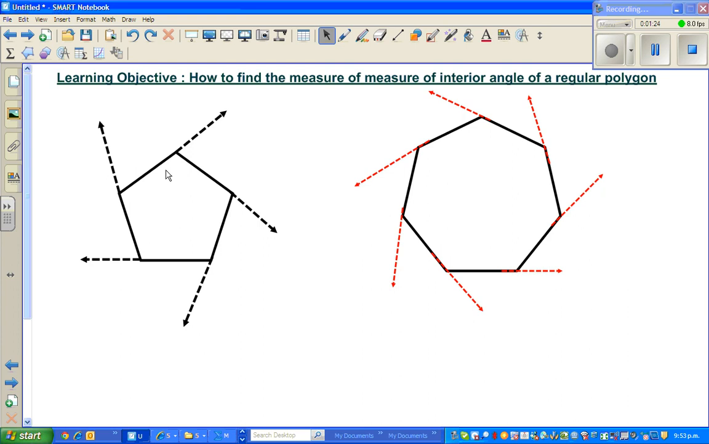So I've drawn a regular pentagon. We can see there are five exterior angles. What do we know? We know that the exterior angles add up to 360. Say if this is x, this will also be x. We know that interior angles are equal, so the exterior angles also have to be equal, because this plus this is 180, so this plus this is also 180. That's why exterior angles are equal.